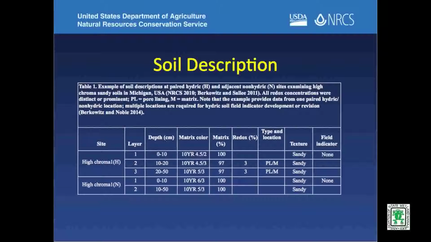This slide shows examples of an actual site that they used in Michigan to create a new field indicator. The table shows the upper soil description is the hydric description, and the lower description is the non-hydric description. They both have high chroma colors. They don't have your typical chromas of 2 or less, and the only difference was you did have some redox concentrations in the hydric soil versus the non-hydric soil.